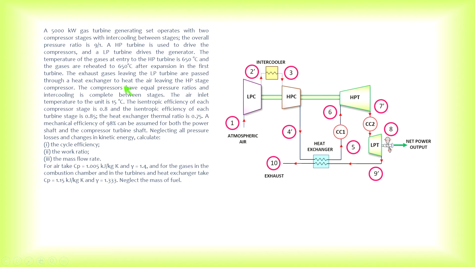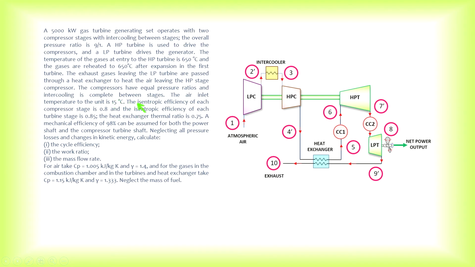Okay, so the compressors have equal pressure ratio. So these compressors here have equal pressure ratios, which I will show you in your TS diagram. And intercooling is complete between stages. Now the air inlet temperature to the unit is 15, so here the air inlet is 15 plus 273, so it becomes 288 Kelvin.